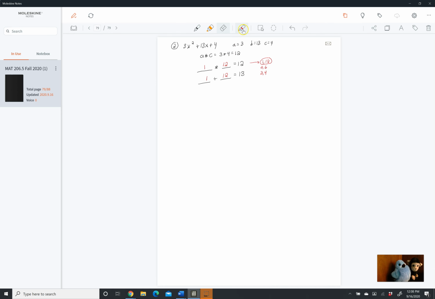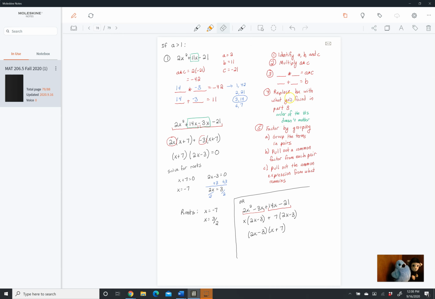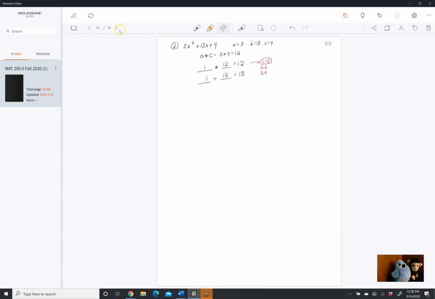Okay, so what does this mean? Now what we do, and don't forget this part because this is the part that I can see forgetting, hey, A is not equal to 1. Now we do that part 4 where we replace the BX with these numbers here. Remember, order doesn't matter. So we're going to replace the 13x with an x and a 12x. And now we can do factor by grouping. This is our last part.